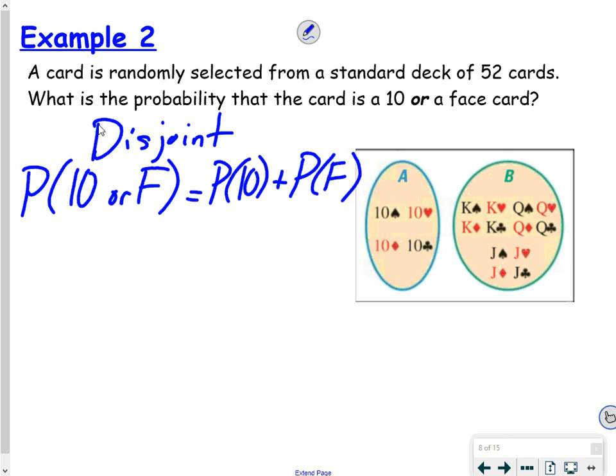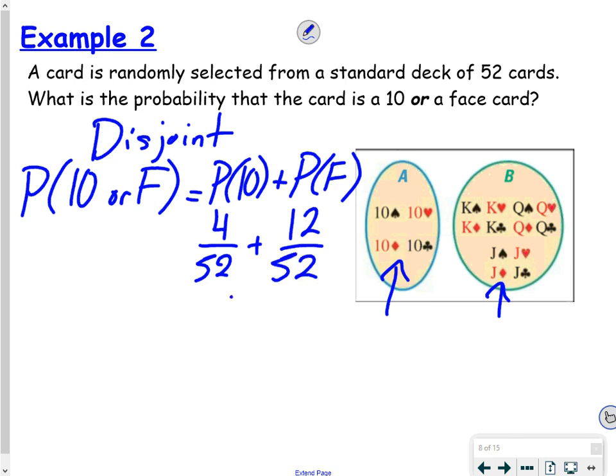Pretty simple. So we've got 4 outcomes in which we could get a 10 out of the 52 cards. If we take a look at B, we've got 12 outcomes in which we could get a face card. Remember, there's Jack, Queen, King in the deck of cards, and we've got those 3 for every suit: clubs, diamonds, spades, and hearts. If we add those together, we get 16 out of 52. Now let's simplify. 16 out of 52 is going to be 4/13, which would be 0.307 or 30.7%.